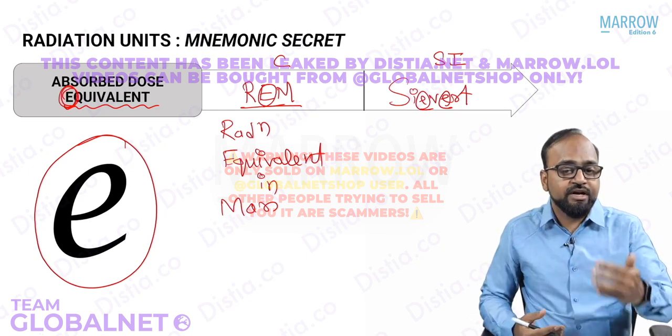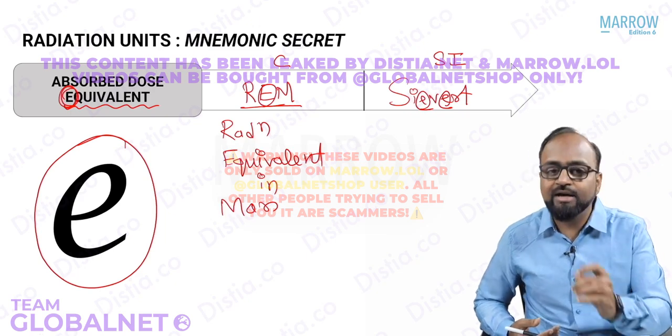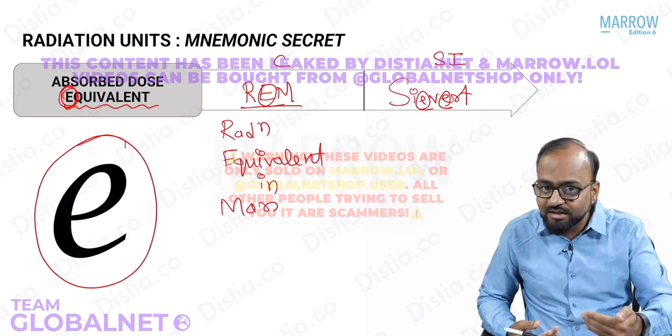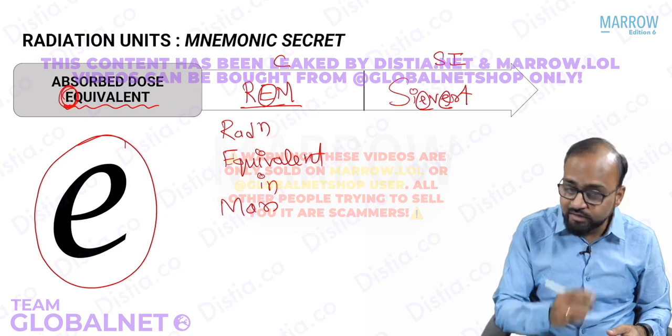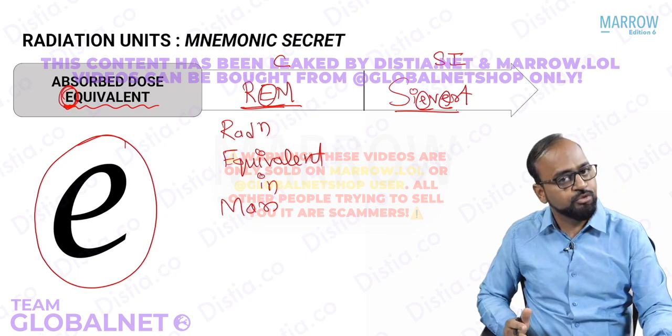So we have seen radiation exposure, first person exposed, Rontgen. So Rontgen and coulombs per kg, 2 units. Absorbed dose, A and D, rad and gray, 2 units of absorbed dose. Absorbed dose equivalent, E is the letter of highlight, so REM and Sievert, right? That is how the units are.